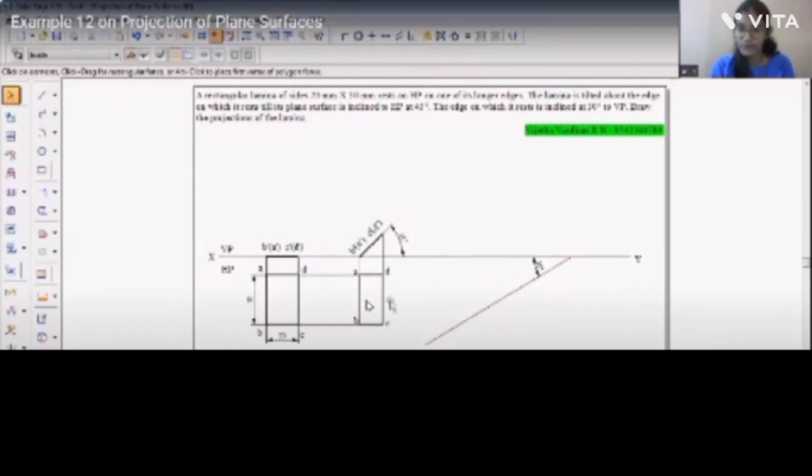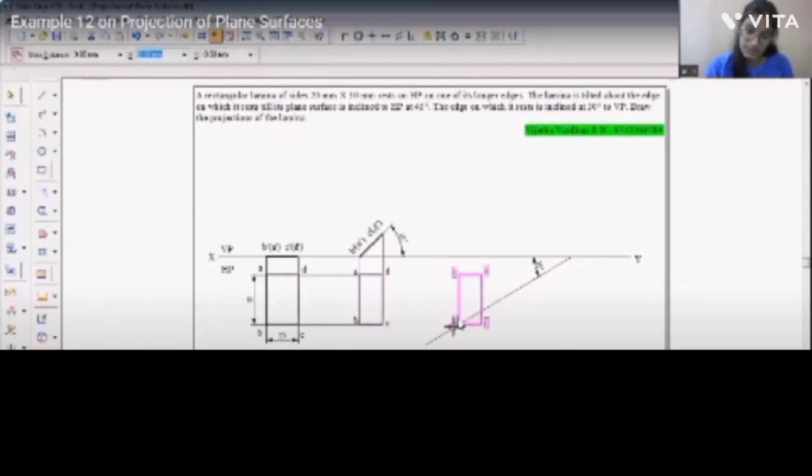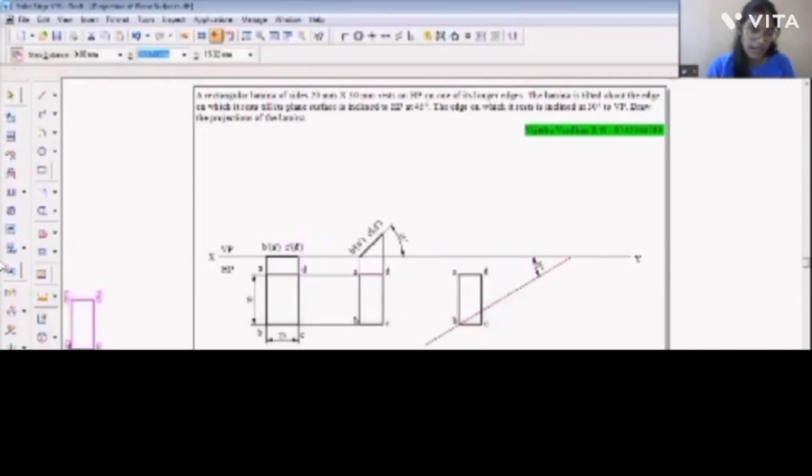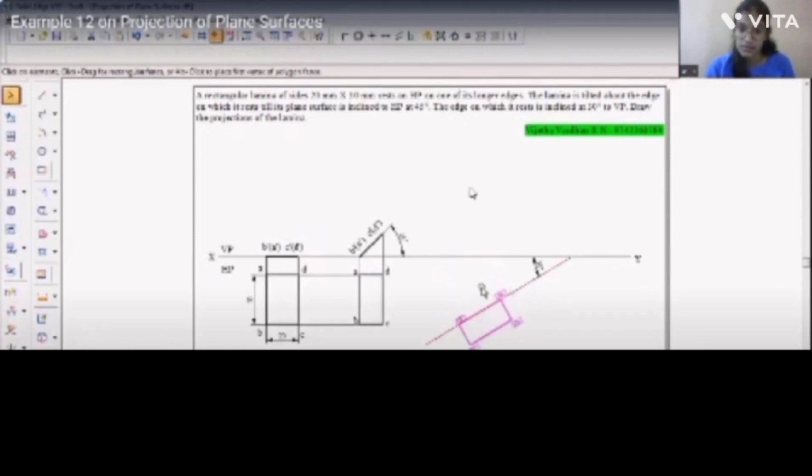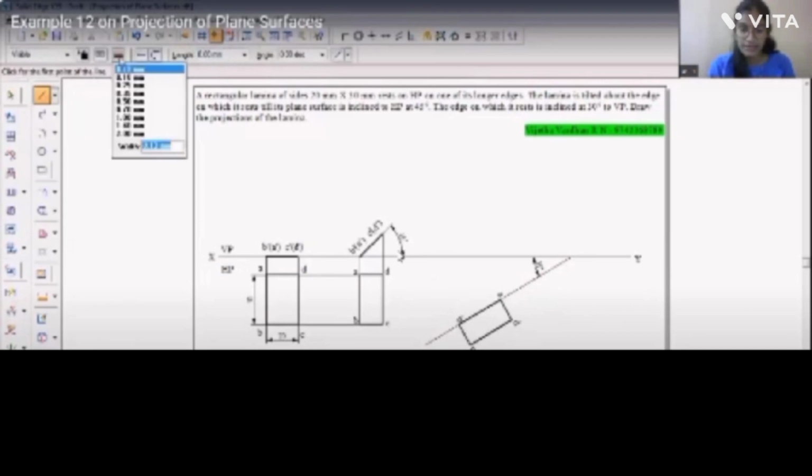Because it is the true length of the rectangle, it is not changed even in the top view as well as in the surface inclination stage. We'll place it as it is on this line, where AB rests on this inclined line. I'm just copying it, placing it. Now I'll just rotate it. Yeah.